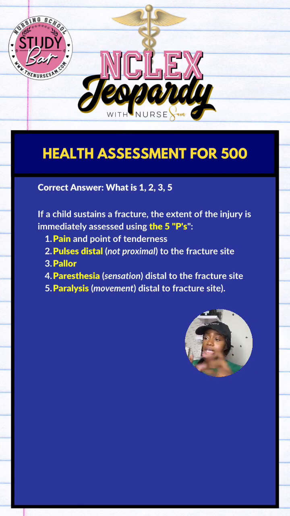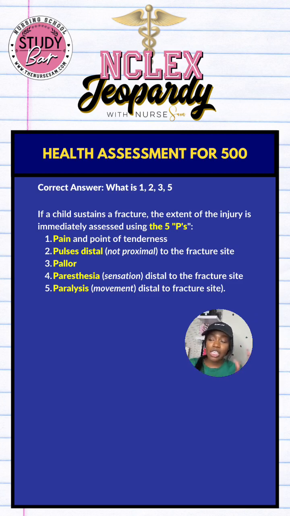3 is pallor, all right? Is that extremity pale? Is there no blood flow going through it? That's basically what that means. 4, paresthesia. That's what I meant when I said there's another P. That's just another word for sensation. Can they feel anything? Can you feel this from the bottom of your foot? That is paresthesia, and that is distal to the fracture site. And then 5, paralysis. Is there movement? Is there no movement? Distal to the fracture site. That's how you assess the extent of the injury.